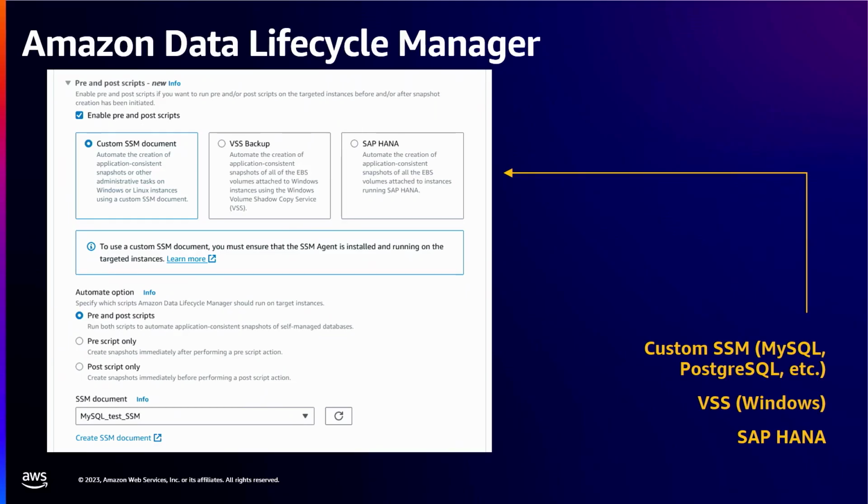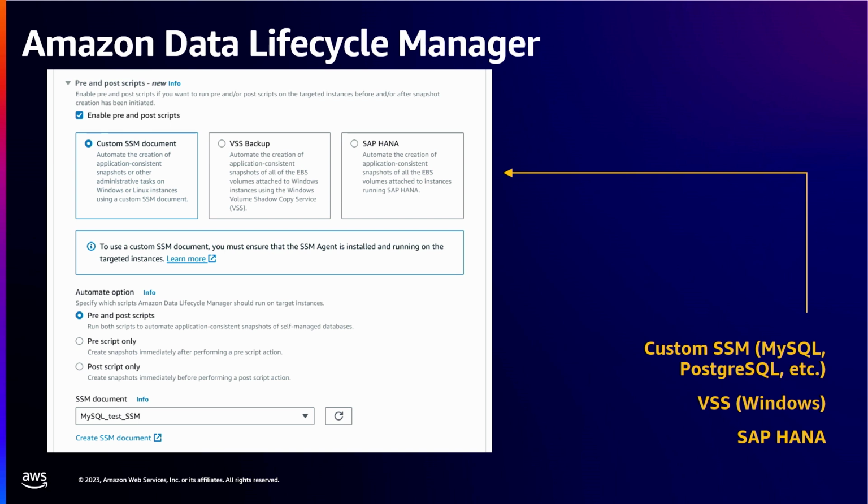And here is what it looks like in the console. This is in the section where you're defining the Data Lifecycle Manager policy. You have the various tiles here. You have SAP HANA, VSS backup for Windows applications, and you click them and away you go. For the custom SSM document for your MySQL and Postgres, there are some more things you can define, including passing the SSM document. So that, in a nutshell, is how the application consistent snapshot creation process works.